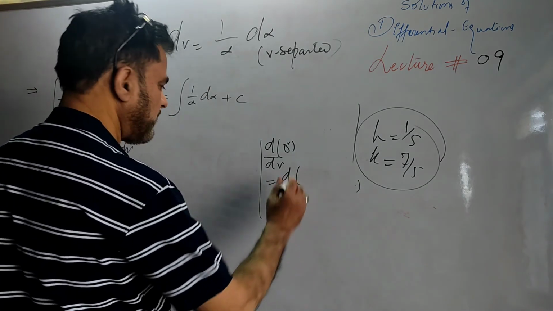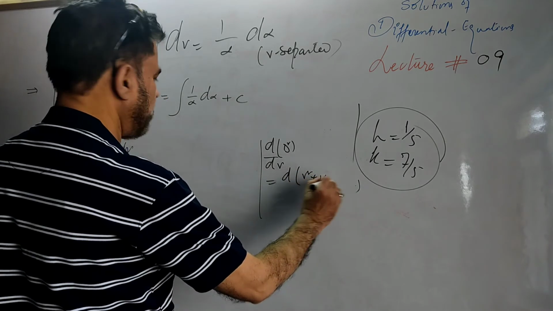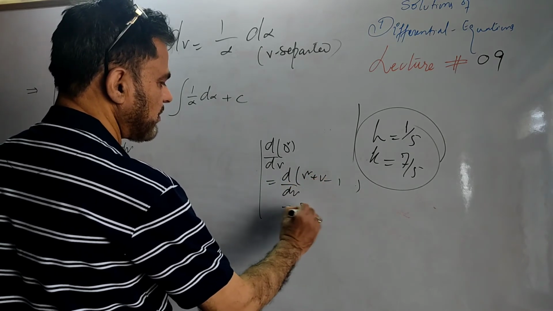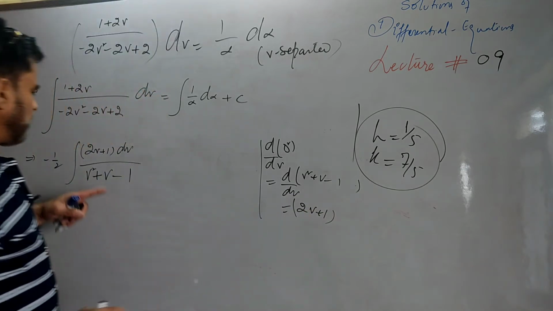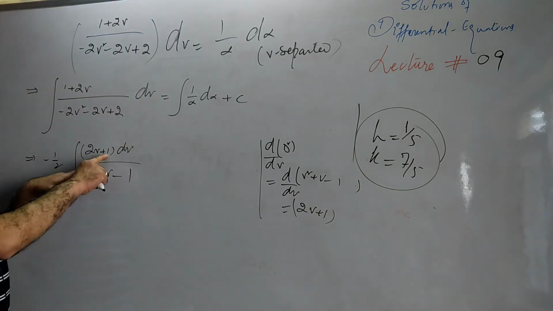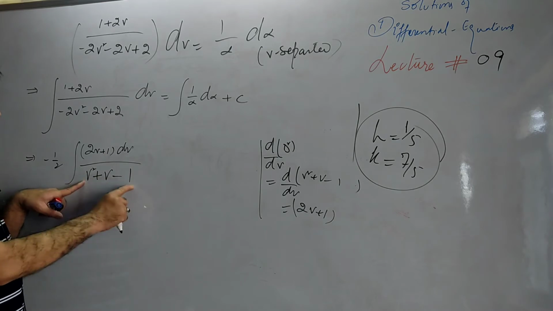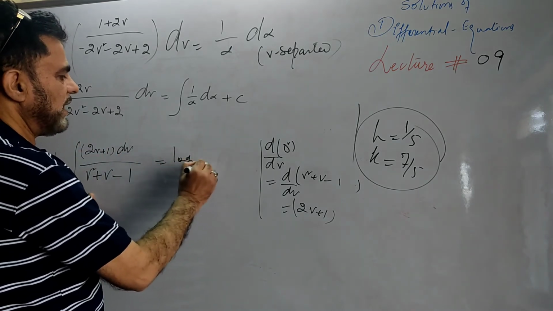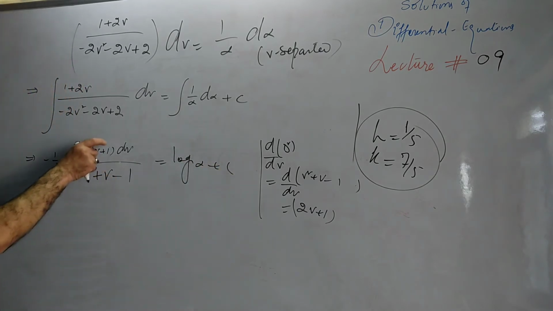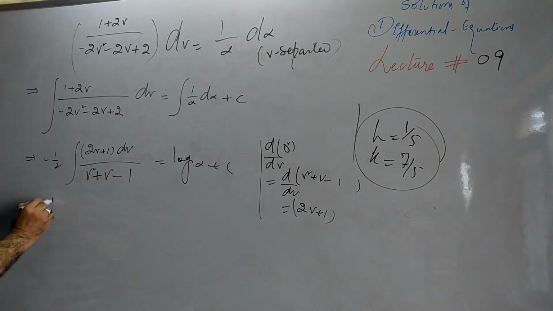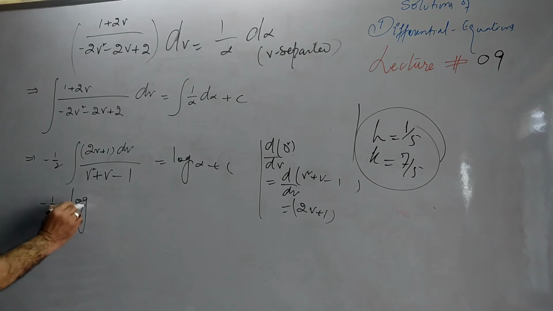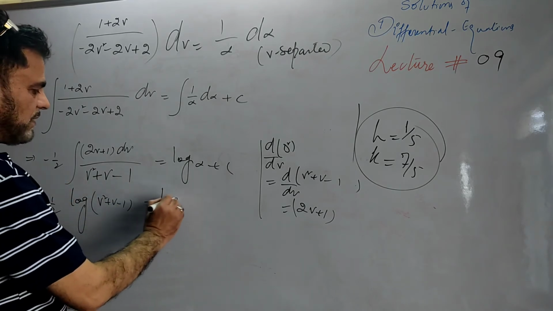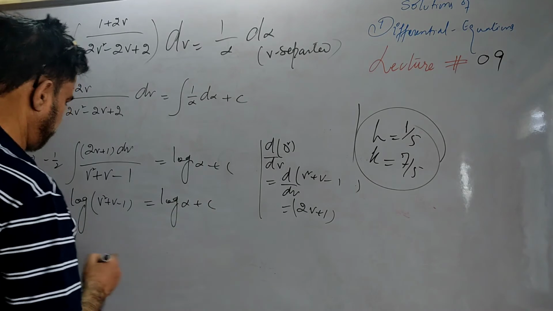Derivative of v square plus v minus 1 with respect to v is 2v plus 1. So you are directly getting the derivative of the denominator in the numerator. When we integrate this, it is f dash by f dx, which is log of f plus c. So it becomes directly f dash by f dx. So this is minus 1 by 2 log of the denominator, v square plus v minus 1, equal to log of alpha plus c.